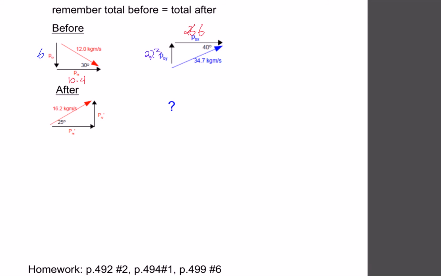Okay, so now our after vectors, we got to do the same thing. We got 25 degrees, so let's do the y direction first. So we'll have sine 25 times 16.2, so that gives us 6.8, and cos 25 times 16.2 gives us 14.7.